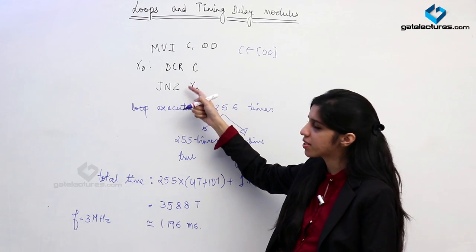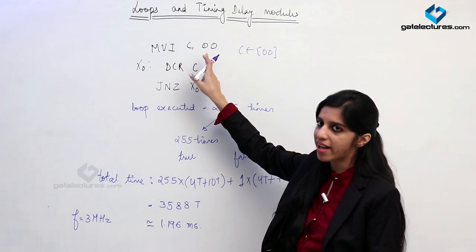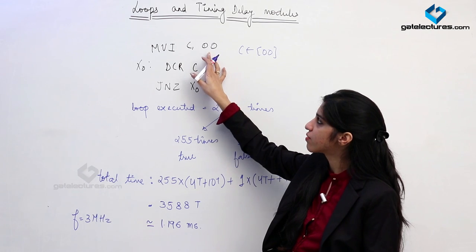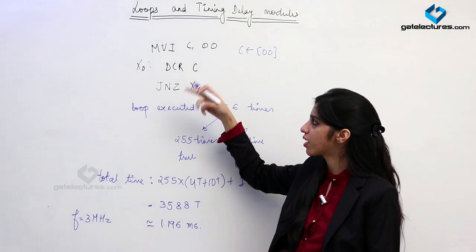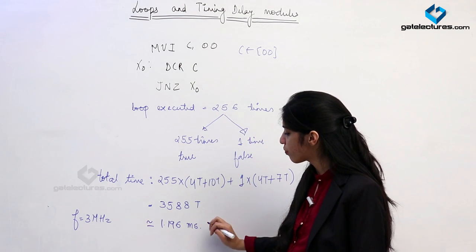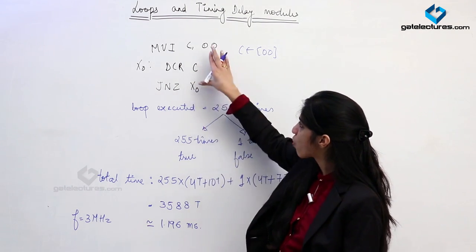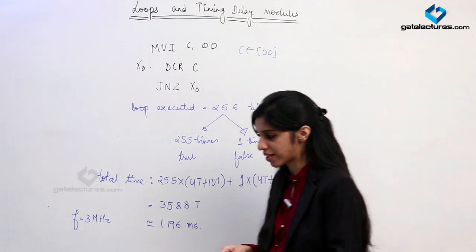to take 256 loops to come here. In case I had loaded this with FF, this would have taken 255 loops. 255 times the loop would have executed in total. Okay, that is another thing. So finally, what we have got is, this module can provide us a delay of 1.196 milliseconds.